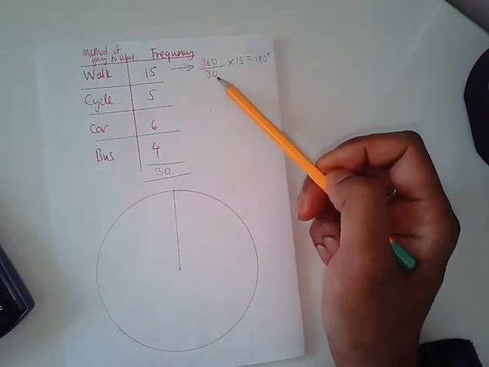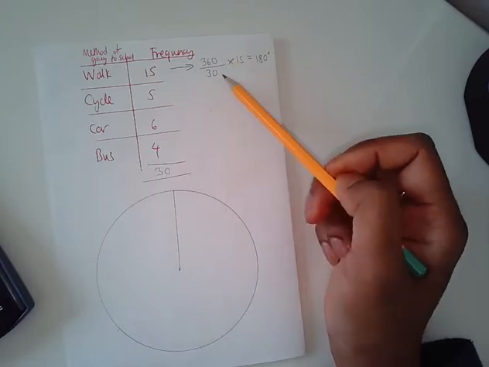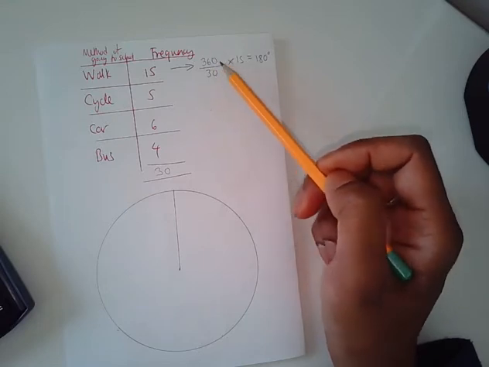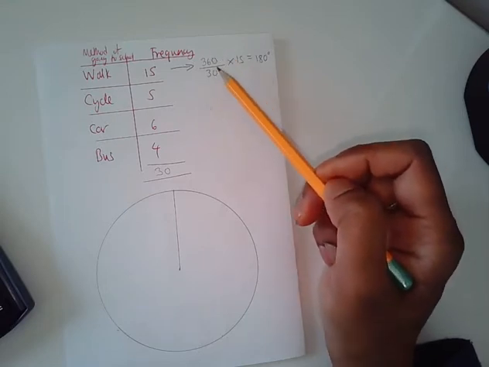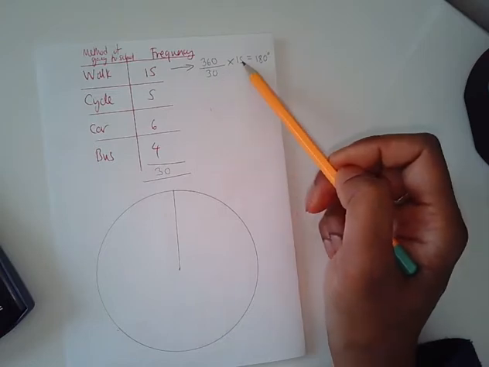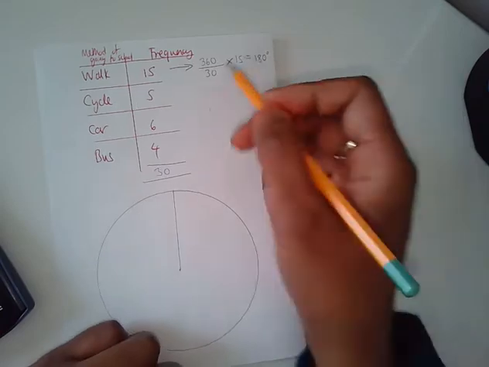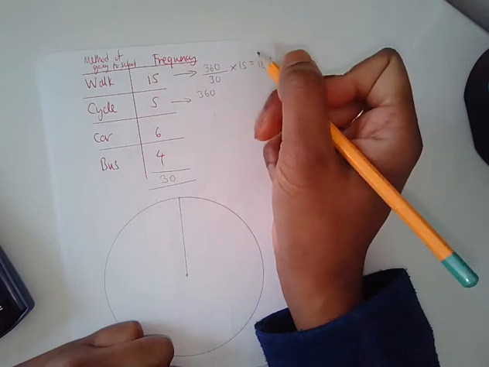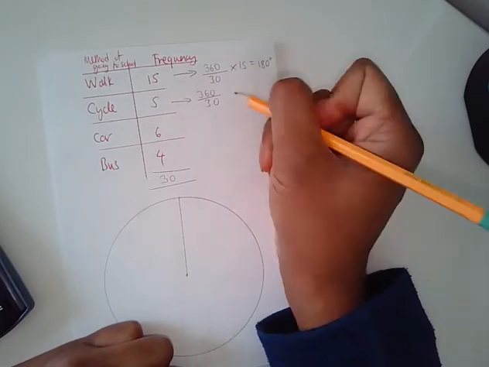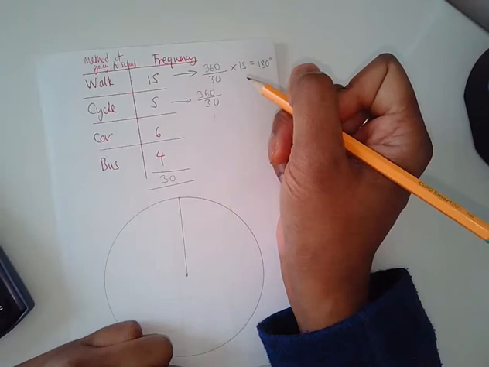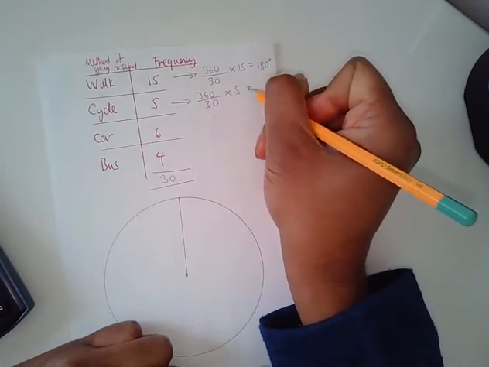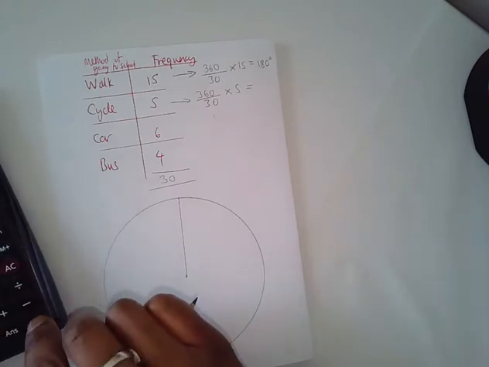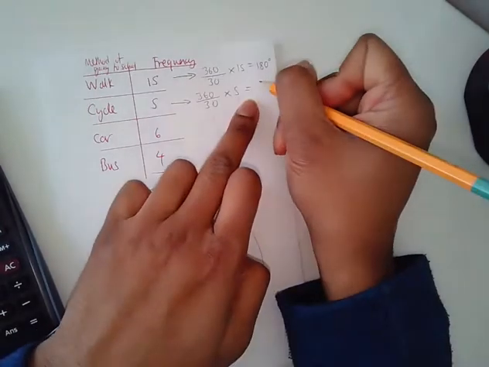That 360 divided by 30 works out the number of angles per pupil, the number of angles for each and every pupil. But we've got 15 pupils here, so we times that by 15 to get 180. Right, do the same type of calculation for this. 360 divided by 30, times 5. 60 degrees.